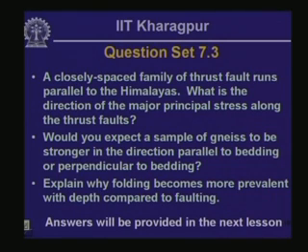The first question is: a closely spaced family of thrust faults runs parallel to the Himalayas. What is the direction of major principal stress along the thrust faults? Then the second question is: would you expect a sample of gneiss to be stronger in the direction parallel to the bedding or perpendicular to the bedding planes? Third question is: explain why folding becomes more prevalent with depth compared to faulting.